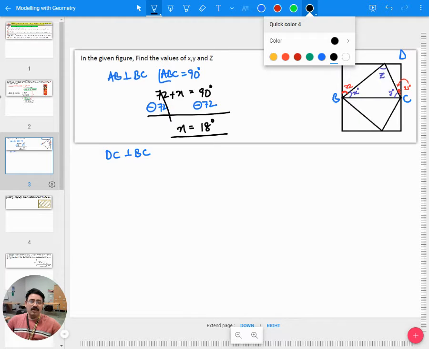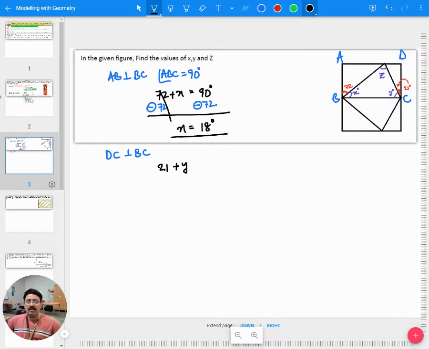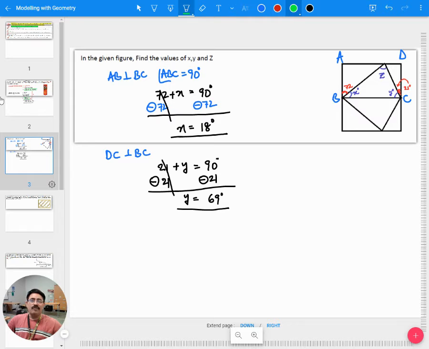Then I would say 21 degrees plus y equals 90 degrees. Please see that I'm taking this part. So you know how to isolate y. Take away 21, take away 21. After the cancellation, the value of y equals 69 degrees. Right? So we found the value of x, we found the value of y.